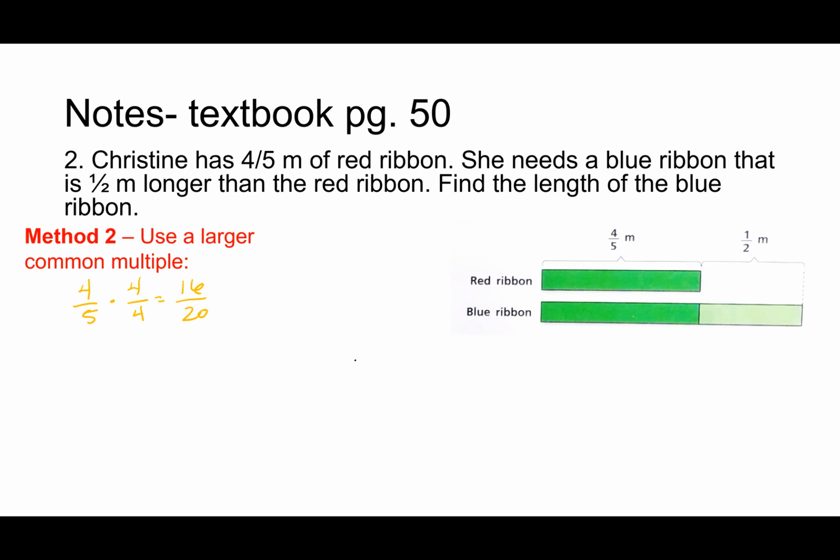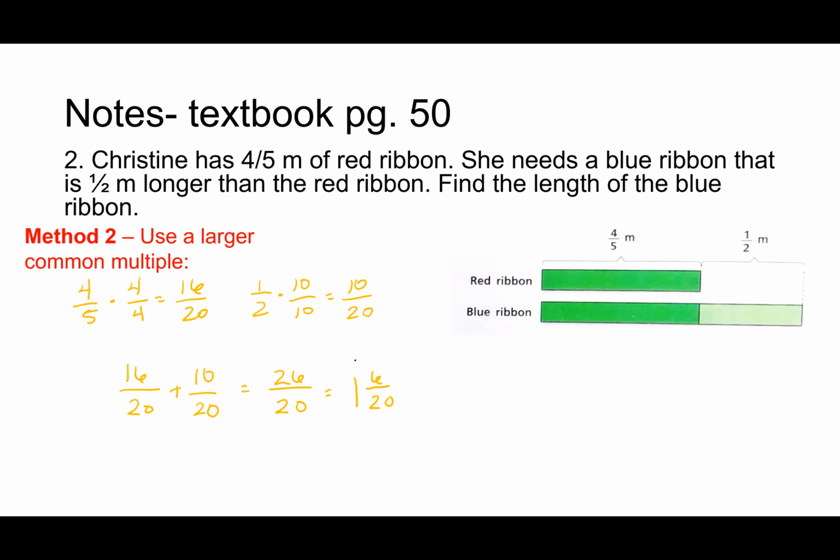What do I need to multiply halves by to get to 20ths? What do I multiply halves by? Macy? 10 tenths. Good job. So I would have 10 20ths. So now I can add 16 20ths and 10 20ths. And that's going to give me 26 20ths, which is going to equal 1 and 6 20ths.